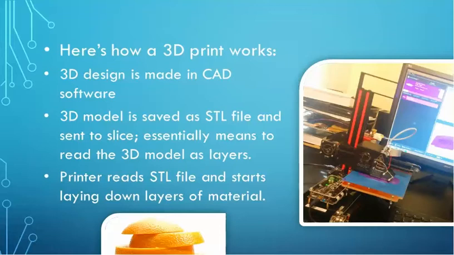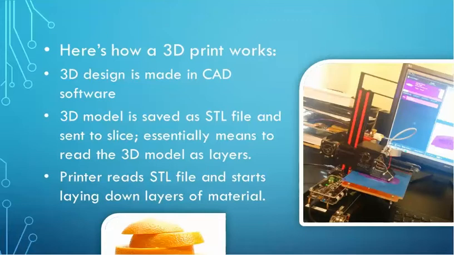So now on to the presentation. The reason I have this orange here is because when a 3D printer prints, it doesn't print the object as a whole. It's not like a mold where you can fill the mold with the material, close it, let it harden, open, and then the printed object is completed.